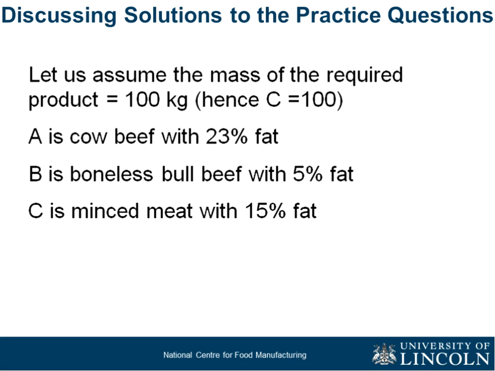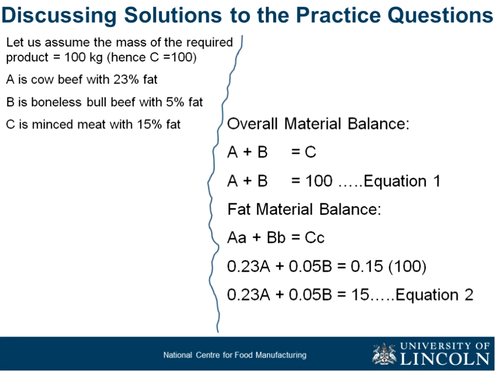So we've assumed that the product is 100 kilogram. That is the C. So all we need to do is to say, okay, A is cow beef, 23% fat. B, boneless bull beef, 5%. Our product, 15%. So the overall material balance is the first one. That's always your first one. The second one is your fat material balance.